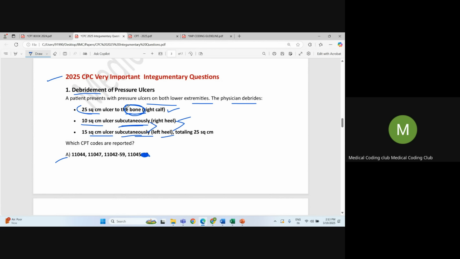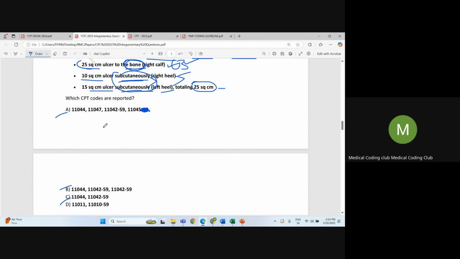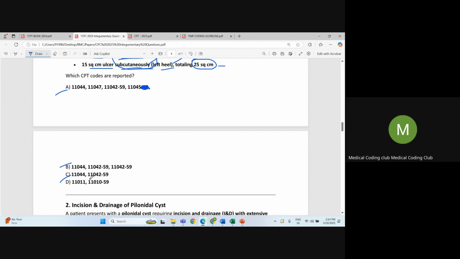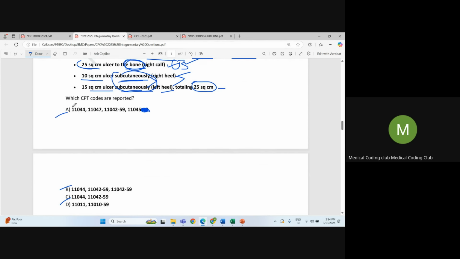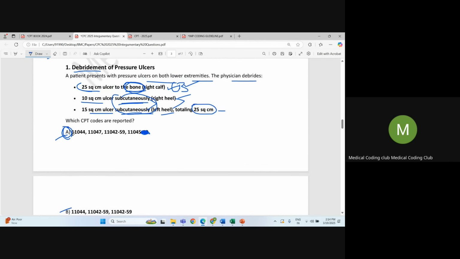But bone is the deepest level, so you cannot combine it with subcutaneous level codes, so you have to code the bone separately. Bone gets a separate code, and for the remaining two locations, as the depth is similar, we can add the square centimeters: 10 plus 15 gives 25 square centimeter. For 25 square centimeter of subcutaneous level, you can report the code. There are options here, you can take time and go through them. The correct answer here is option A. Let's check the code description.